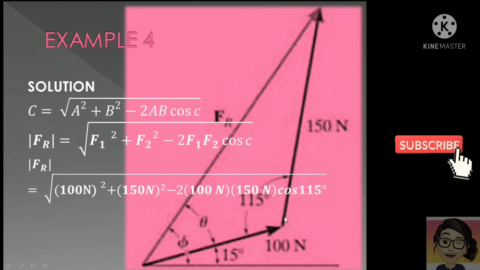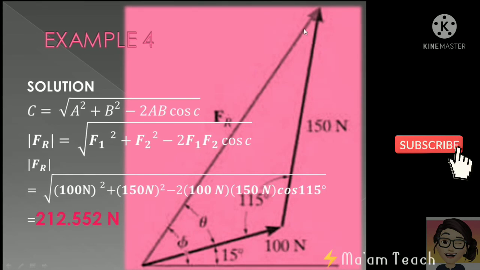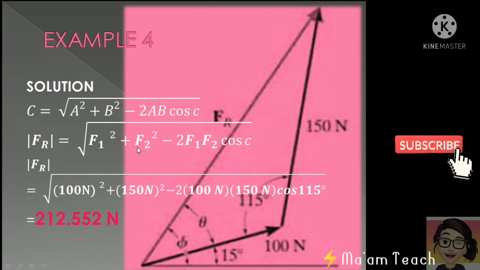But if, for example, your unknown is here, the location of the 100 Newton, the angle that you'll be using is the one here. Can you see my arrow there? So using your calculator, the value of the magnitude of F sub r is 212.552, and take note the unit is newtons.